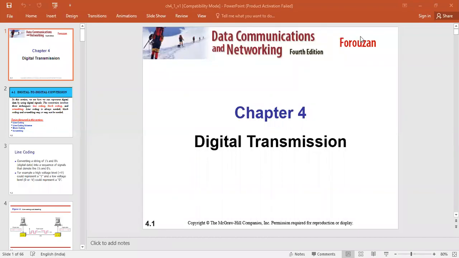Good morning, students. Today we'll discuss Chapter 4, that is digital transmission. In that chapter, we discuss how digital data is transmitted with digital signals. In digital transmission, there are two conversions: digital to digital conversion, and another is the analog to digital conversion technique.